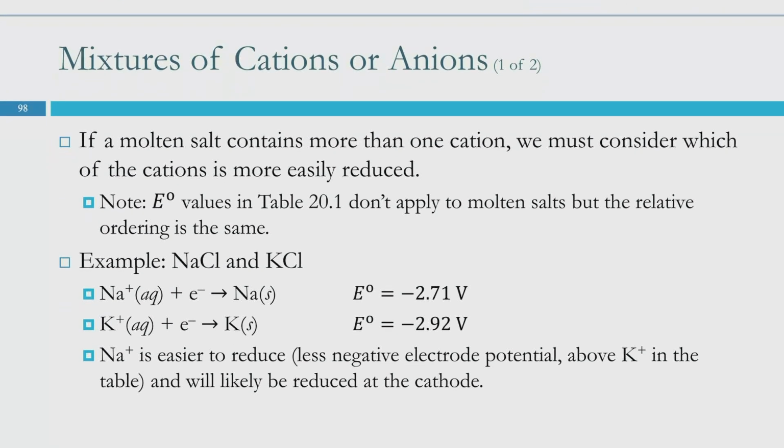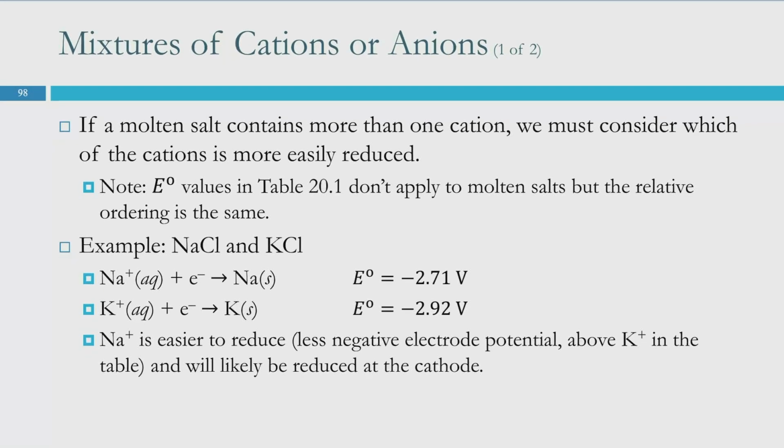However, we also can have situations where our molten salt contains more than one cation and possibly even more than one anion. We'll look at that soon. And so we have to consider which of the cations is more easily reduced. Which one more easily gains an electron or electrons. And so we can refer to our standard reduction potentials.